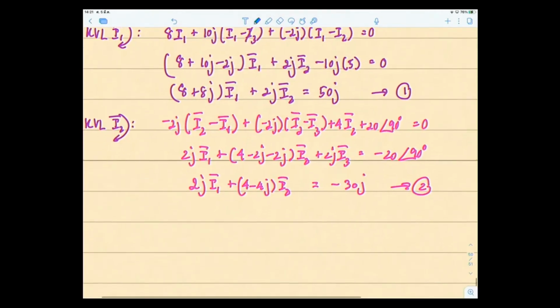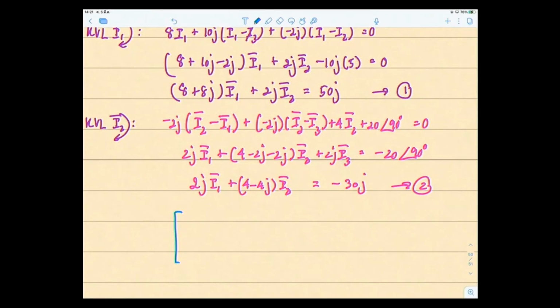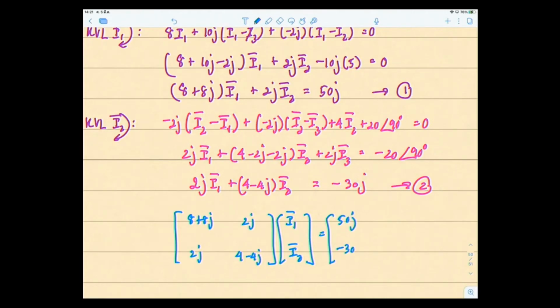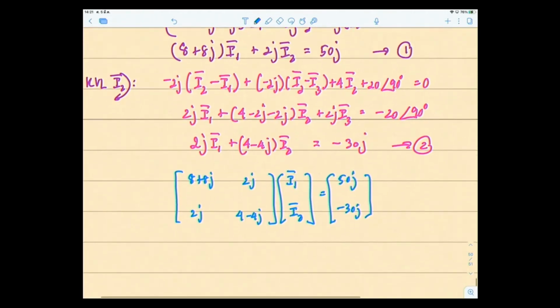Okay, so I'm going to set it up. So now I want to find I2. I'm going to use Cramer's rule. So write it in the form of a matrix. So you have 8 plus 8j, 2j, 2j, 4 minus 4j times I1 and I2 equal to 50j and minus 30j. So this is in matrix form, and you solve for I2.